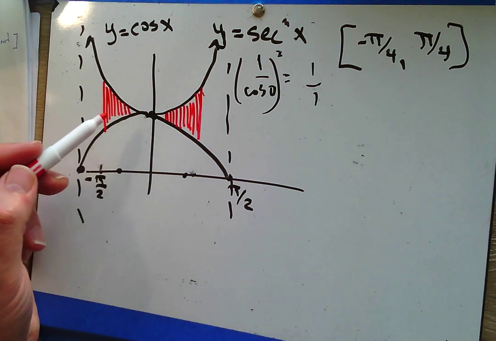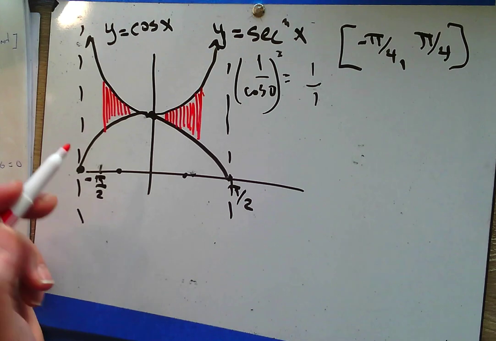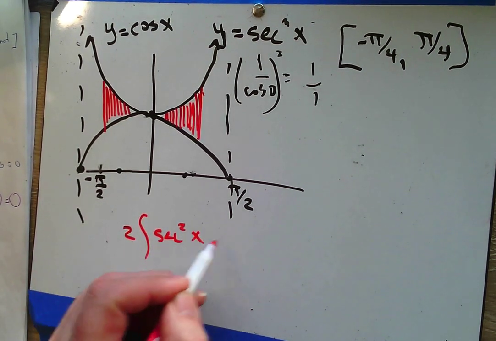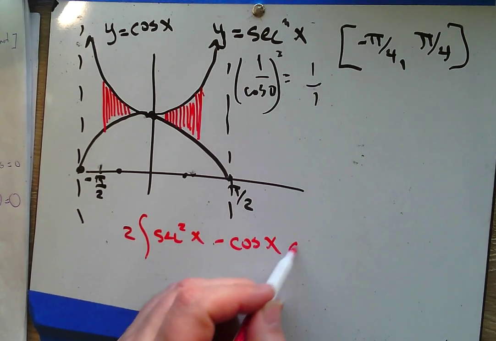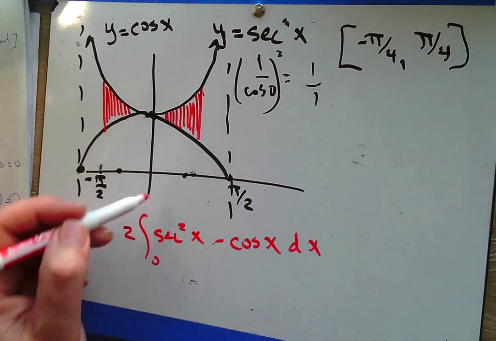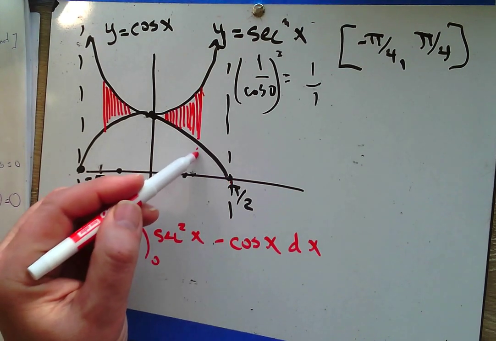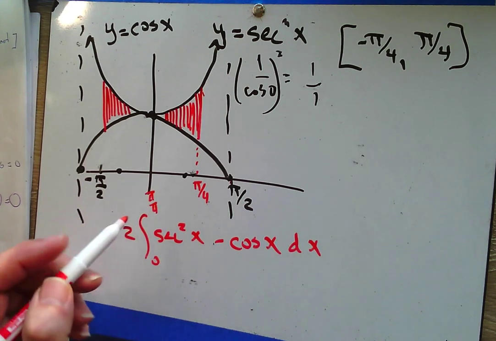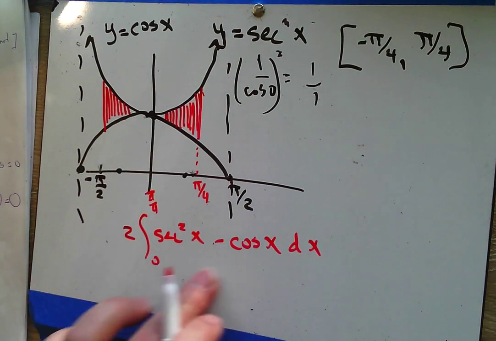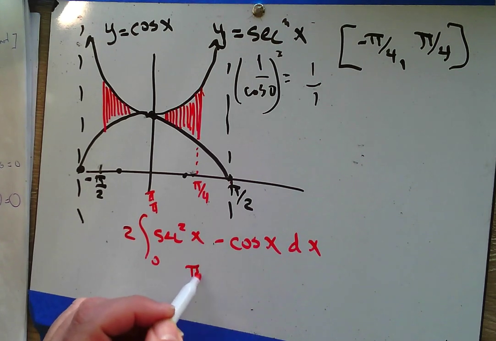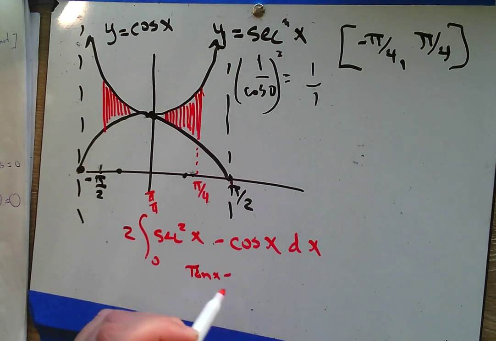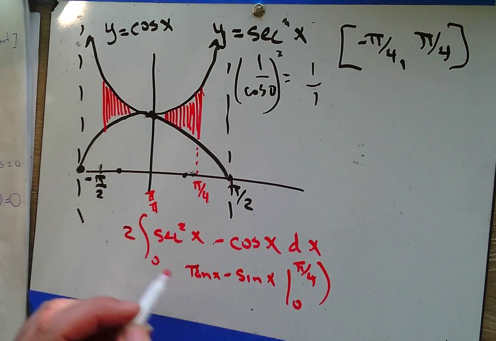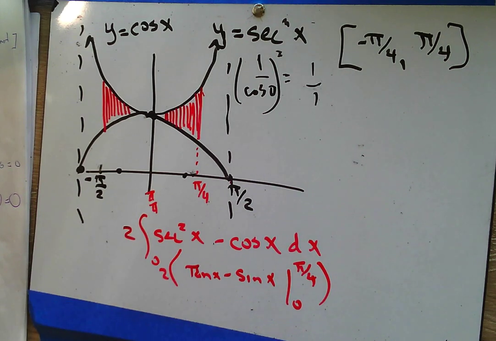Well, that's symmetry if I ever saw it. So I'm just going to do 2 times the integral of secant squared x minus cosine x dx from 0 to not pi over 2, but to pi over 4. Okay, the antiderivative of secant squared is tangent. The antiderivative of minus cosine is minus sine from 0 to pi over 4. And don't forget, all of that will be multiplied by 2.